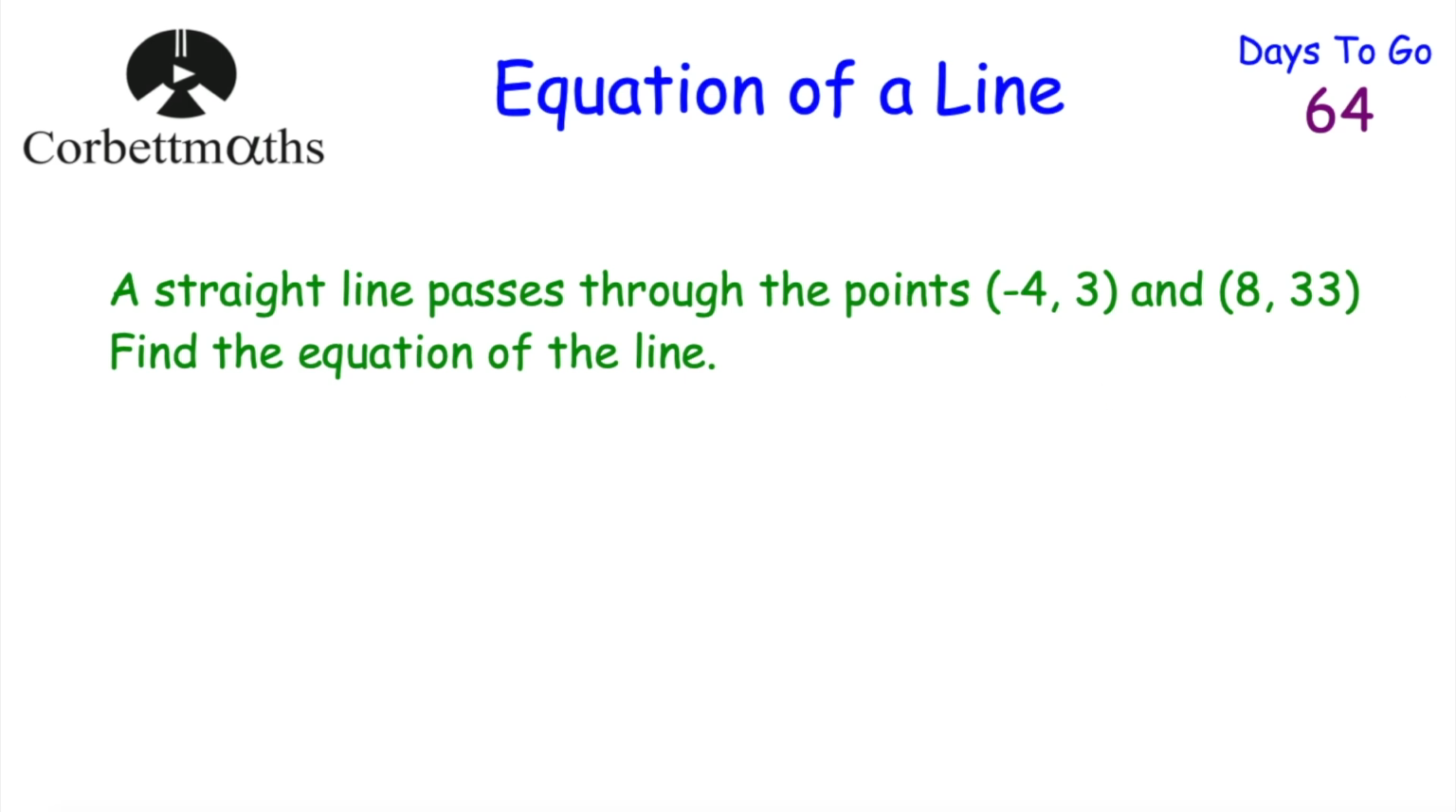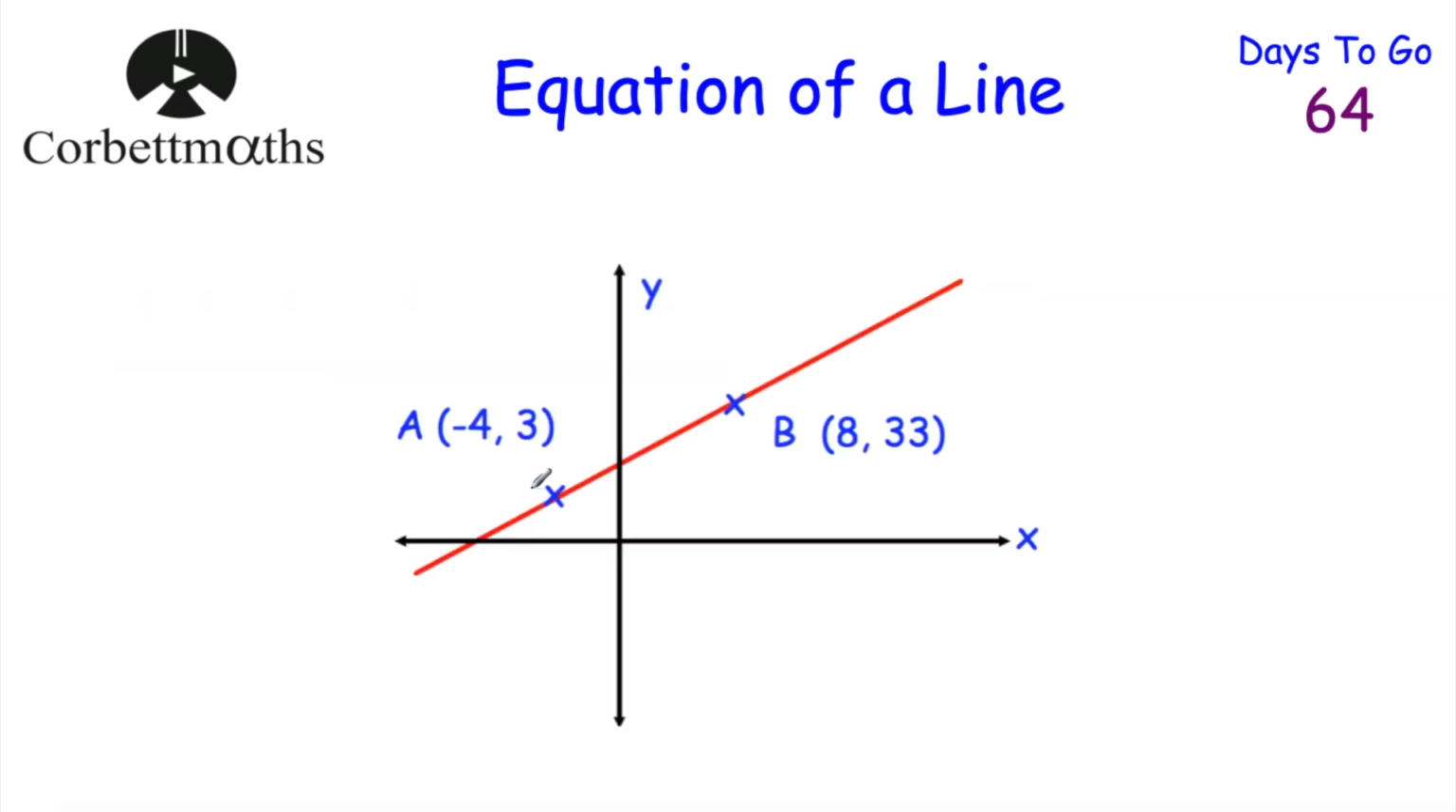Okay, so if I was to do a question like this, the first thing I would do is a little sketch, and this is my little sketch where I've got a straight line, I've got negative 4, 3 and 8, 33. So that's a straight line and 2 points that it passes through, and that's just a little sketch that I've drawn. Now I want to find the equation of this line, so I need to find its gradient and I need to find where it crosses the y-axis. So let's find its gradient to begin with.